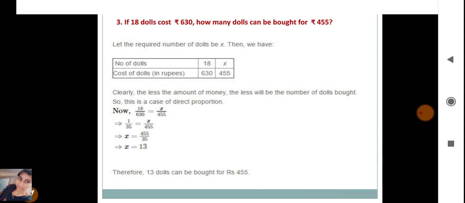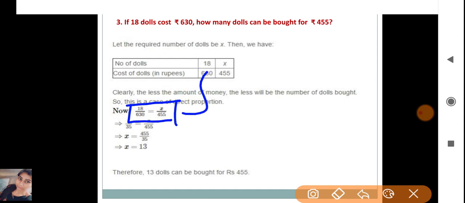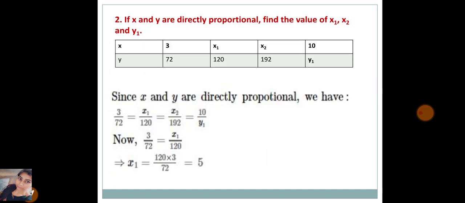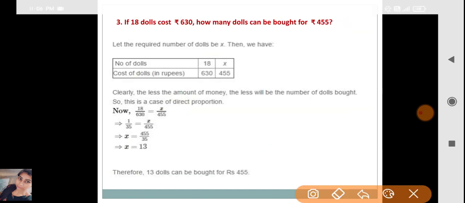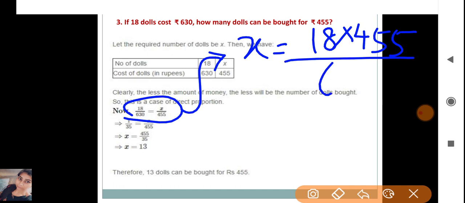I'll just write here and solve. After this line, my x will be 18 multiplied by 455 divided by 630. Now you can cancel this and you will get the answer.